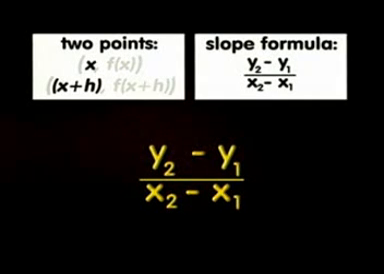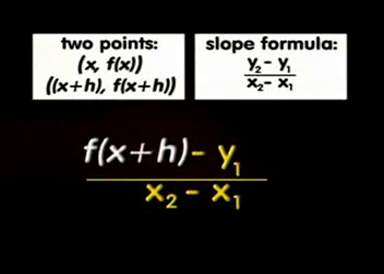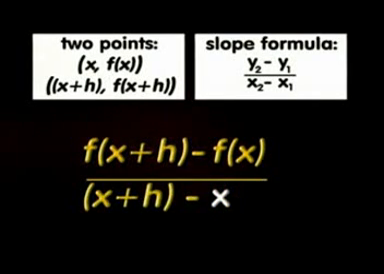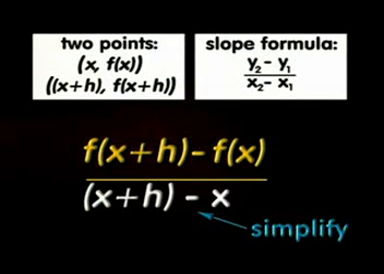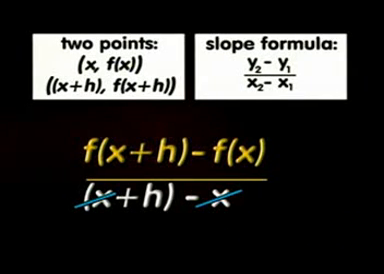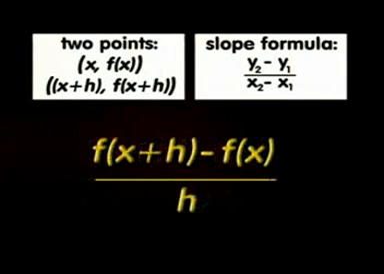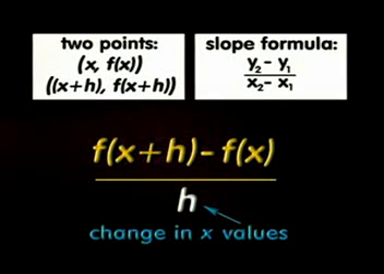Now, if we put those in the formula, we get f of x plus h minus f of x over x plus h minus x. We can simplify the denominator because the x's subtract each other out. So, we are left with f of x plus h minus f of x all over h. Remember, h represents a change in x values.